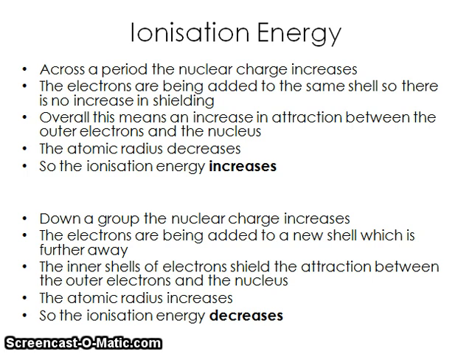So because it's in a new shell, not only is that new shell further away, which lessens the attraction between the electron and the nuclear charge, but you've now got another inner shell, which is going to shield the attraction between the positive nucleus and the outer electrons. So the atomic radius is going to increase as you go down the group, but the ionization energy is going to decrease, because although the nuclear charge has increased, the electrons are in a new shell, so they're further away, and you've got more shielding from the inner shell of the electrons.